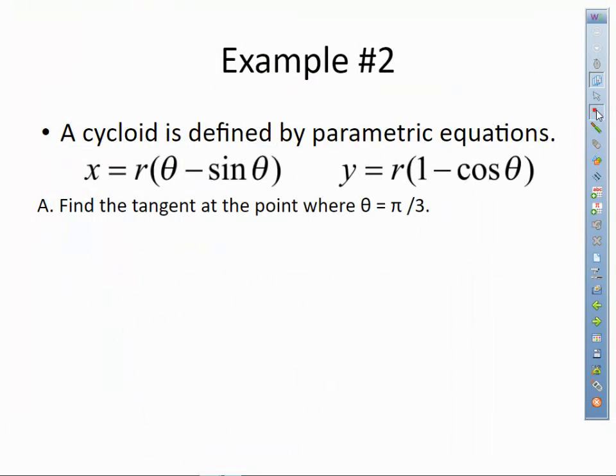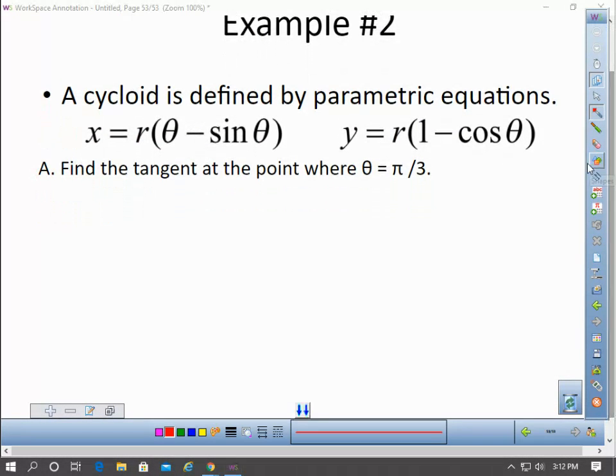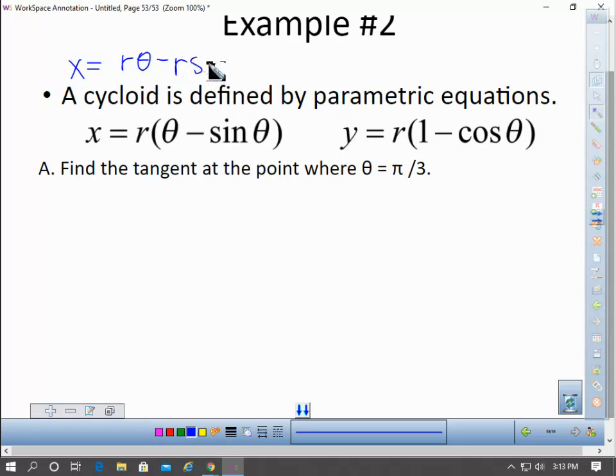All right, so now let's get on to, I just wanted to show all those different things. All right, so now let's get into this. This is a cycloid. It's defined by parametric equations. Here's our x and here's our y. It says find the tangent line at the point where theta is pi over 3. Okay, so the first thing it's nice to do on this is go ahead and distribute this. So x is going to be r theta minus r sine theta. And over here, y is going to be r minus r cosine theta. So all I did was just distribute across the parentheses.